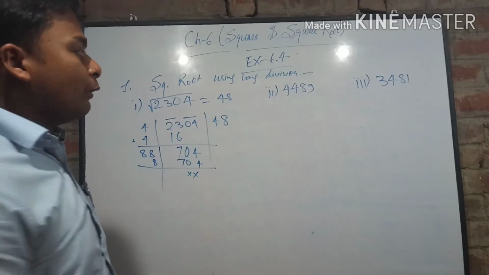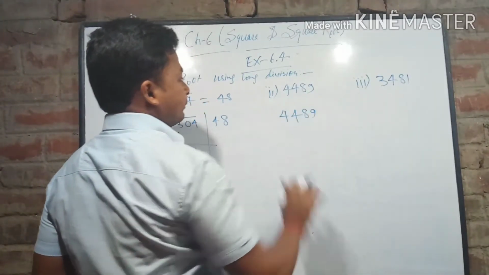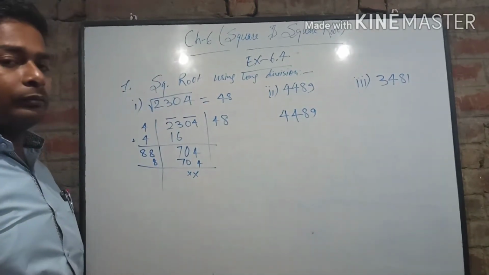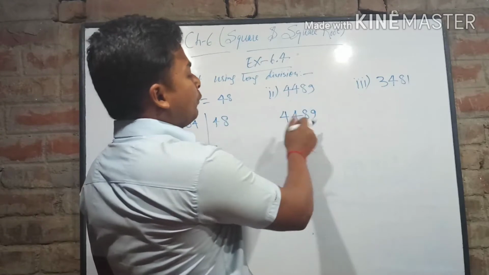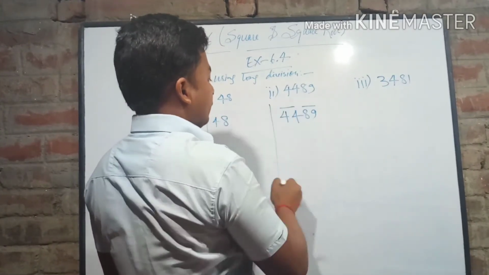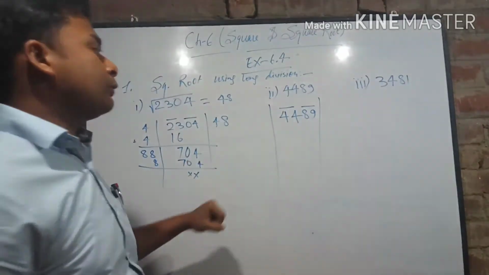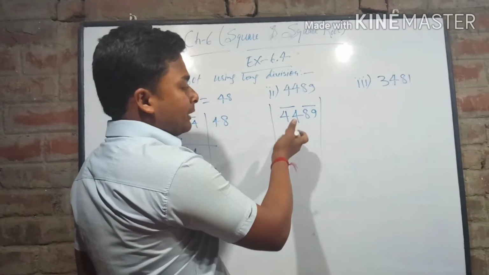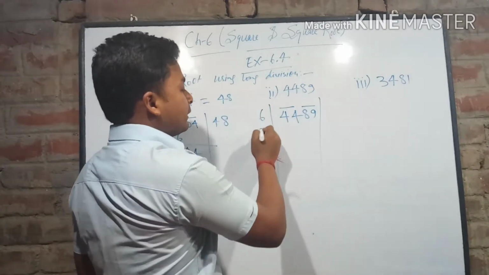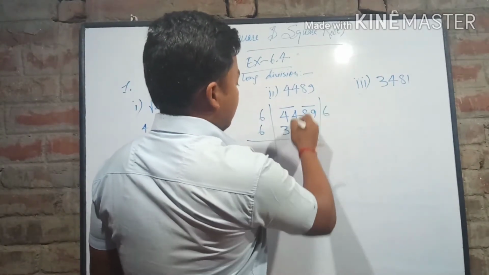Similarly, if we go for 4489, if we pair up from the unit place, it is 89 and 44. Now, the closest square is 7 square, but 7 square is 49, which is more than 44, so we will take 6. 6 times 6 is 36, and the quotient is also 6.